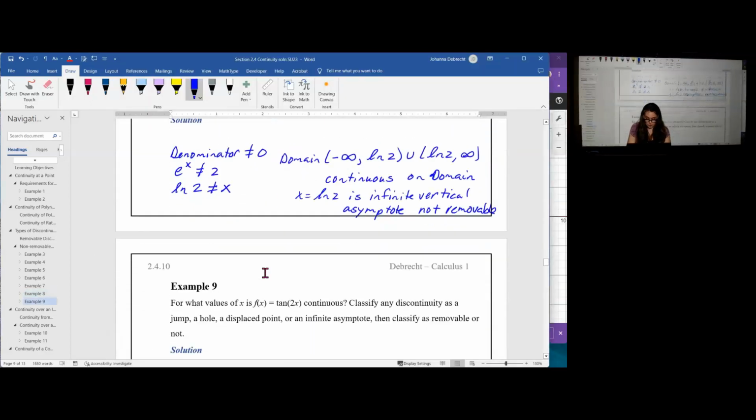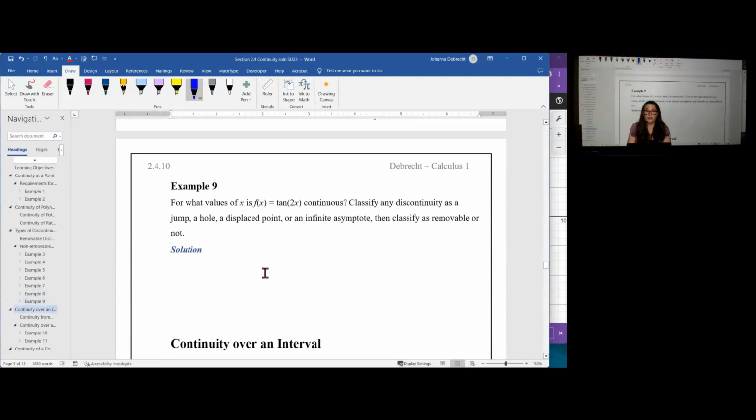I believe we have one more example in this section, which I usually do with my students because I know that this trig one causes a lot of problems and students get a little messed up on this. So let's do this one together. We want to examine the continuity of the function tangent of 2x. Because of the 2 on the inside, we know that it's oscillating faster than normal. Again, we want to classify our discontinuities and then characterize them as removable or not if we have any.